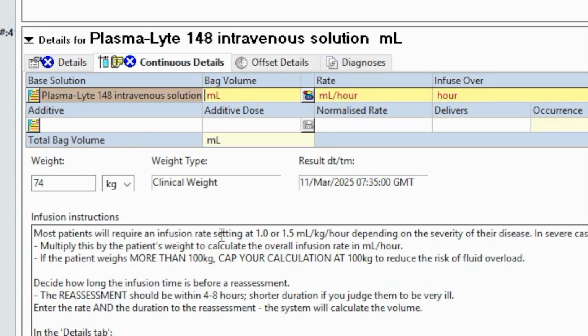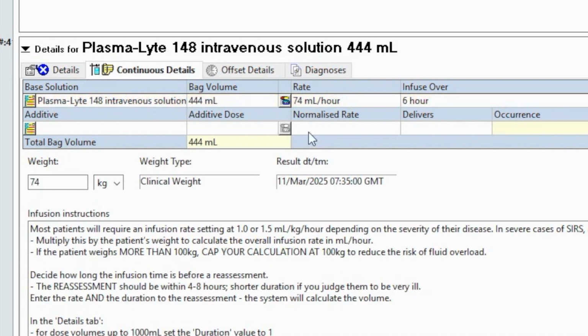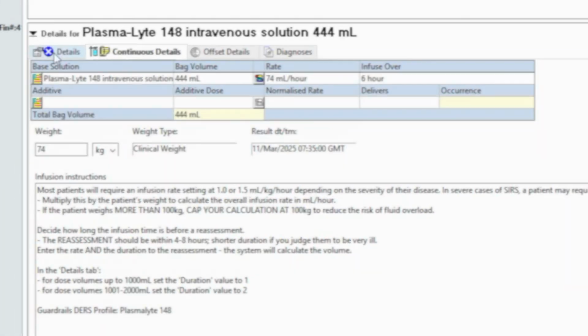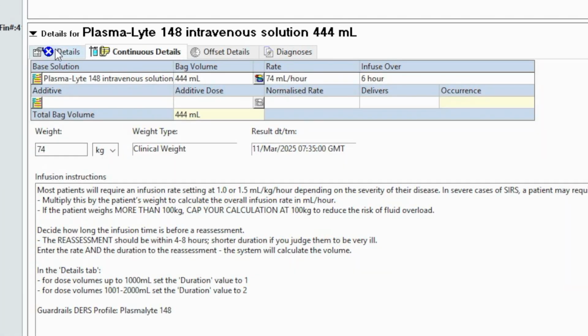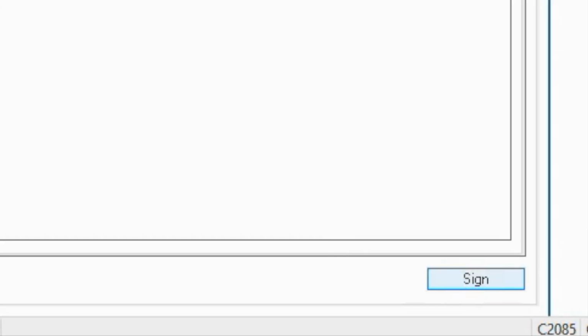So let's go for 1 mil per kilogram per hour. So that would be 74 mils per hour. And I would want to reassess after somewhere between 4 and 8 hours, but let's go for 6 hours. And that calculates the dose volume. That's the volume of the dose to be delivered in the infusion period. The only other thing that needs adding in is the number of bags required. And for something less than a litre, you're going to need 1 bag. So let's put a duration of 1. Sign that. And that's that done.